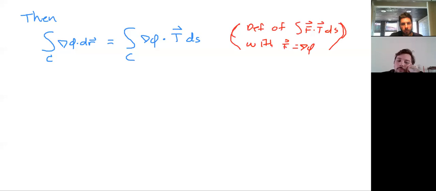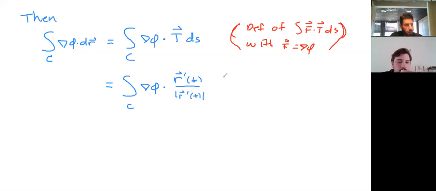Okay, so let's plug in what all these are. This is the gradient of phi. What is T? Well, T we know is r prime of t over the length of r prime of t. And what is ds? We've done this a few times. That's the length of r prime of t dt. And we know these guys cancel.